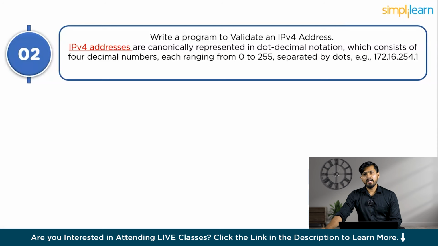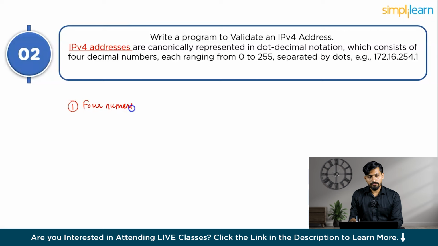Now, what's the criteria for a valid IPv4 address? An IPv4 address must have the following criteria. The first one is 4 numeric octets. An IPv4 address is composed of 4 numbers, and we call them octets, and these are separated by dots, something like 192.168.0.1.